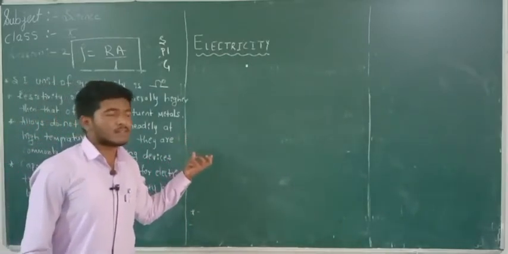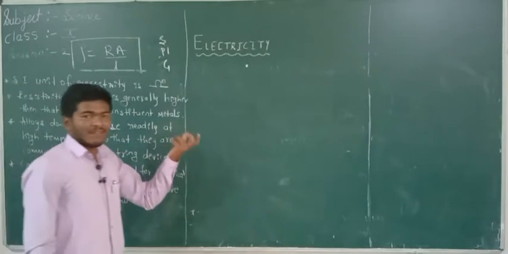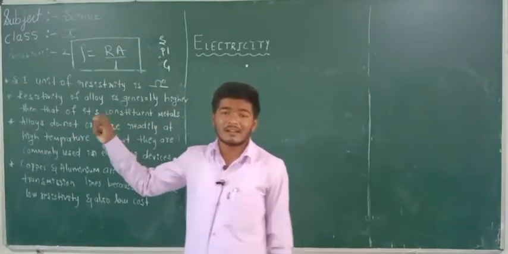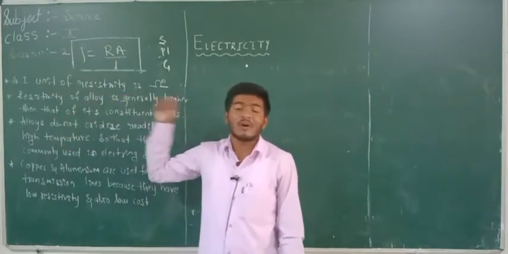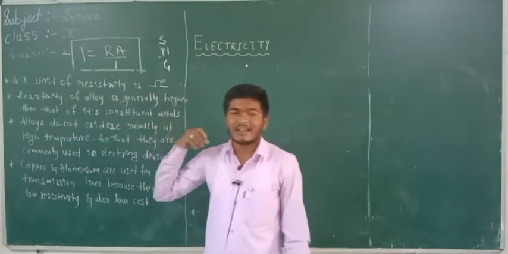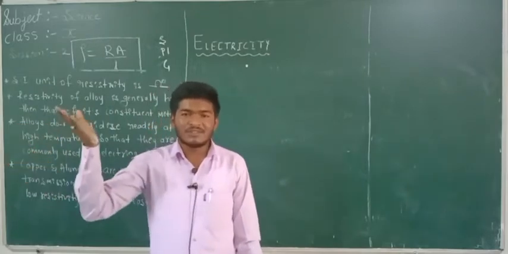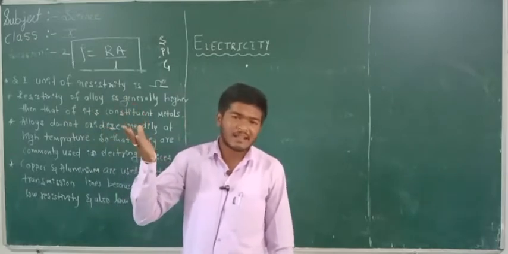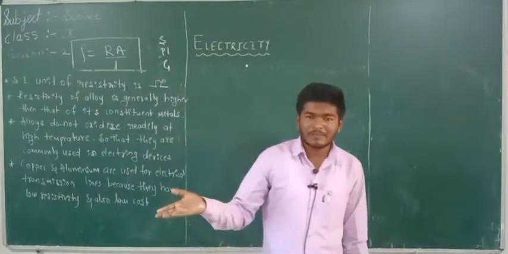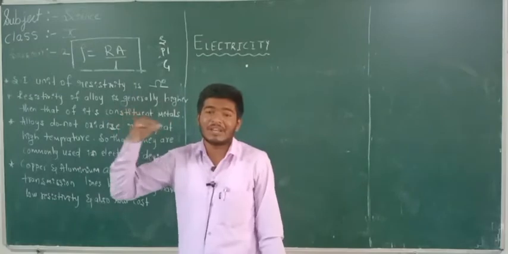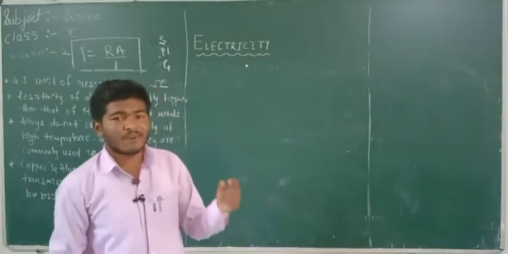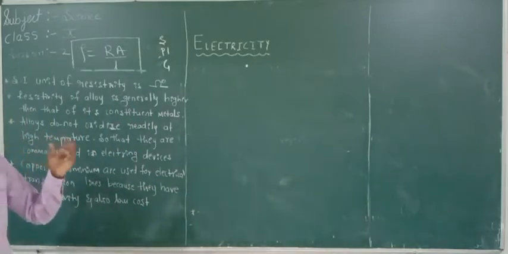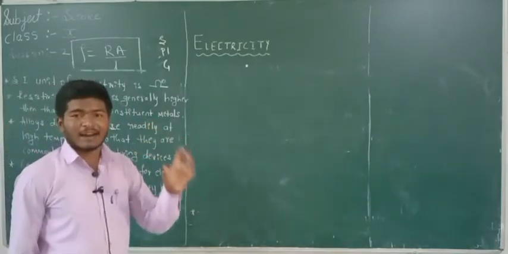They are going to ask: in electrical heating devices, the conductor used is an alloy. Why? They give the options: it has high resistivity and high melting point; it has high resistivity and low melting point. These options are given in your examination as a 1 mark question. So you have to concentrate on this, for home appliances and electrical heating devices.